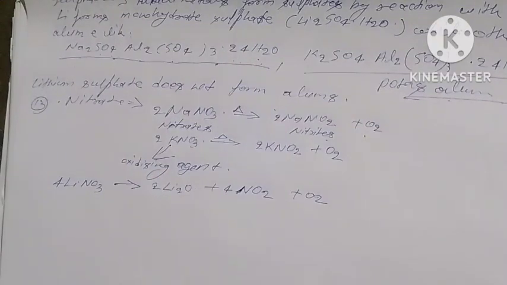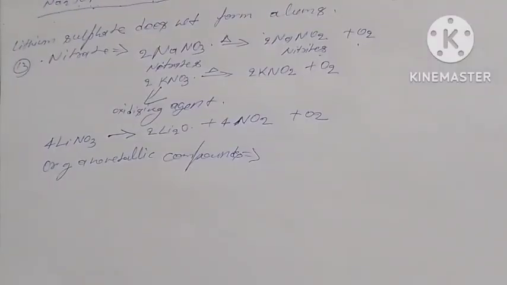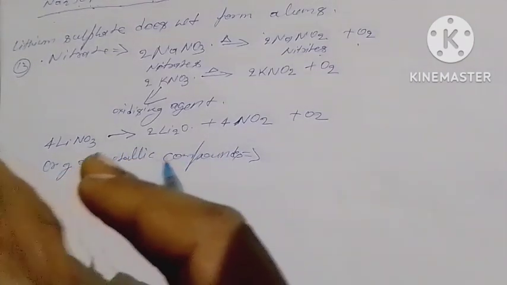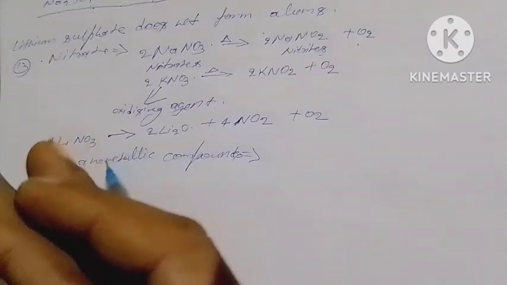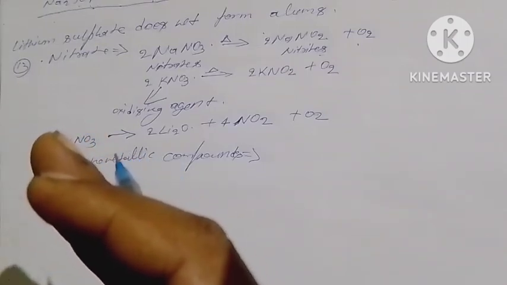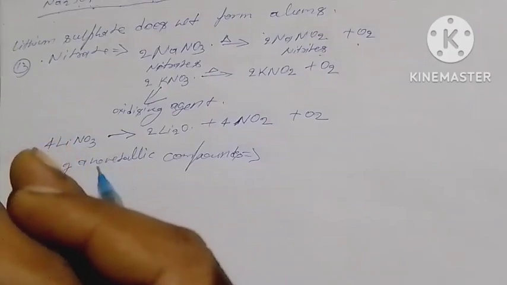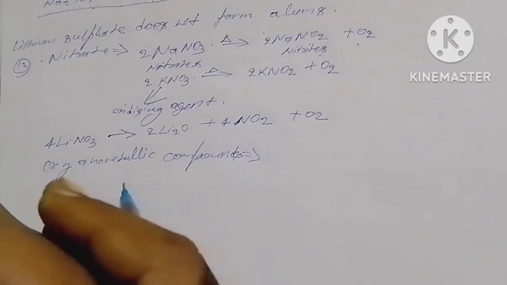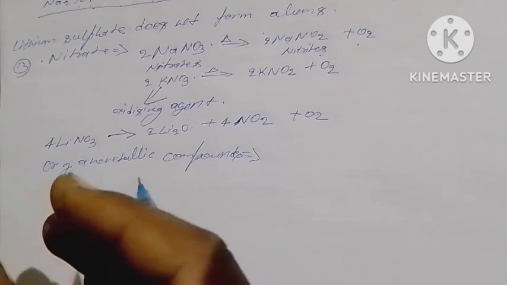Okay, next is organometallic compounds. The alkali metals replace hydrogen in organic acids, forming salts such as CH3COONa, sodium acetate, and C6H5COOK, potassium benzoate.